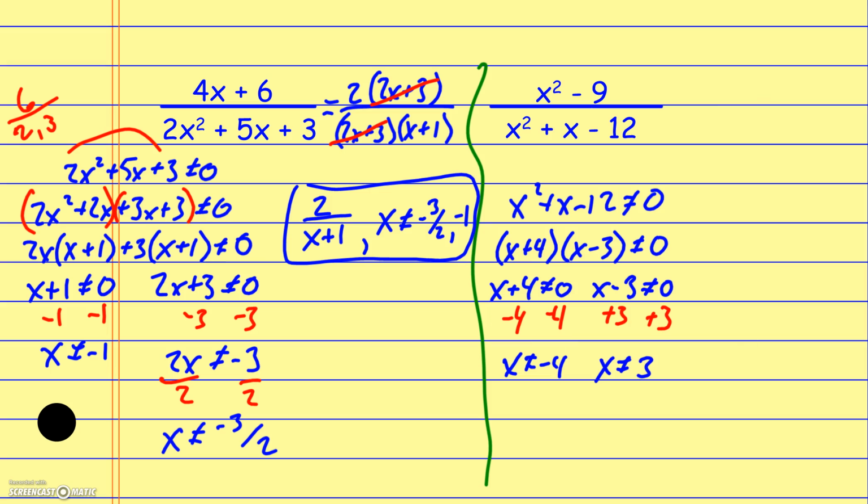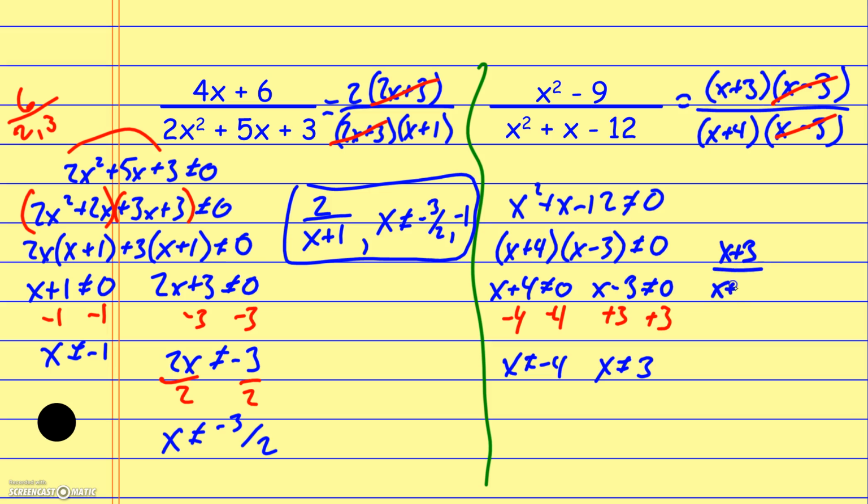Now I'm ready to start simplifying. When I look at this numerator, the numerator is a difference of squares. So that's going to factor into an x plus 3 and an x minus 3. The denominator I already factored once. That's an x plus 4 and an x minus 3. And now I have x minus 3's in both numerator and denominator. I cancel them out. So my simplified form of this thing is going to be the x plus 3 over the x plus 4. However, x cannot equal a negative 4 or a positive 3.